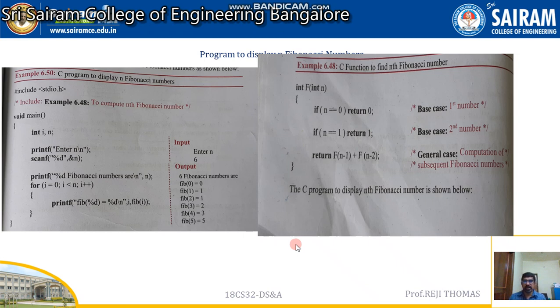So it always starts with your main function. Look at the main function, where I declare two variables, one is i, the other one is n. So I'm going to read the n value. If I take n is equal to 6, it has to print 0, 1, 1, 2, 3, 5. It has to print 6 numbers.